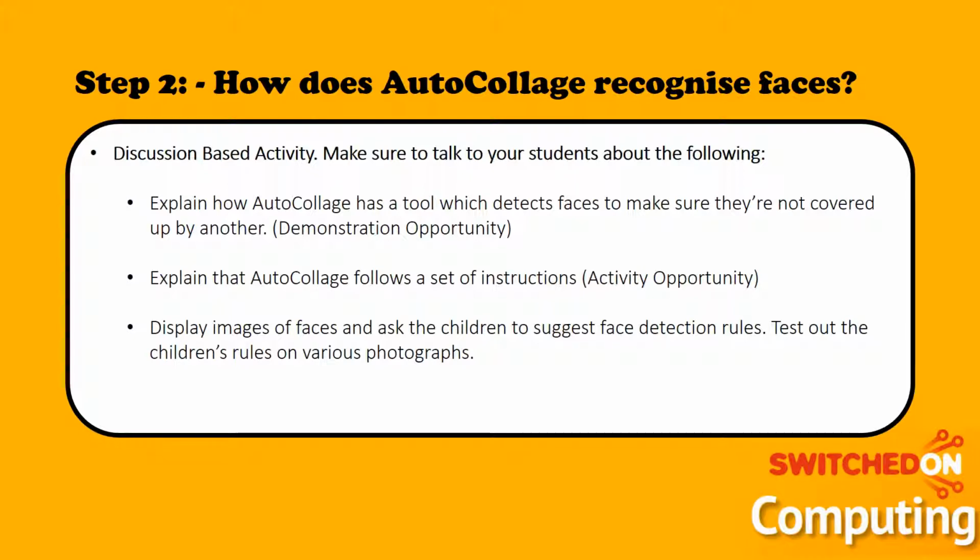Now what you can do is display images and talk to the students and get them to think about what sort of rules there might be to stop faces from overlapping, so you can get them thinking about the algorithm that Auto Collage uses in this situation.